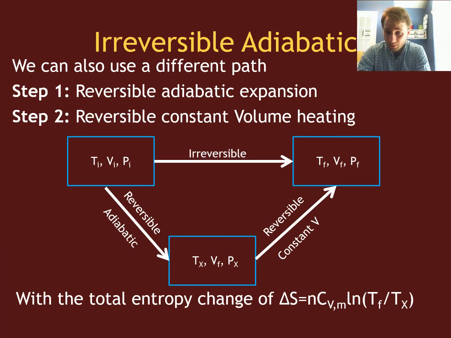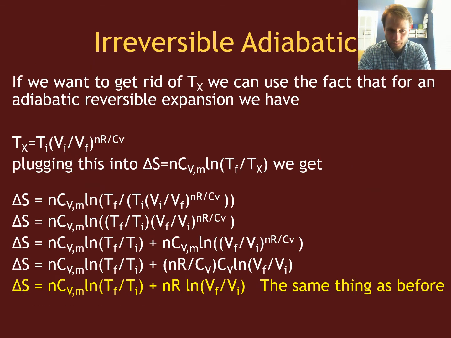Now, you might ask, well, what if I picked a different path? What if I did two different reversible steps? What if I did a reversible adiabatic expansion from the same initial and final volumes and then a reversible constant volume cooling? So I'm going to go from some initial temperature to some intermediate temperature through that reversible adiabatic expansion, and then I'm going to keep the volume the same and change my temperature from that intermediate temperature down to the final temperature that we want.